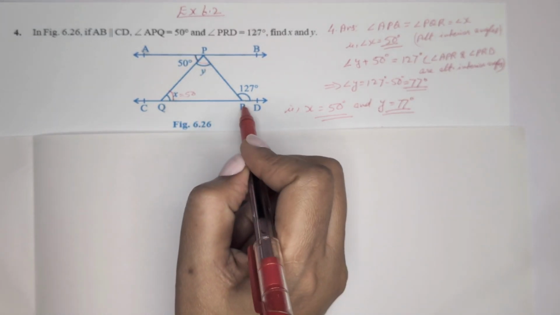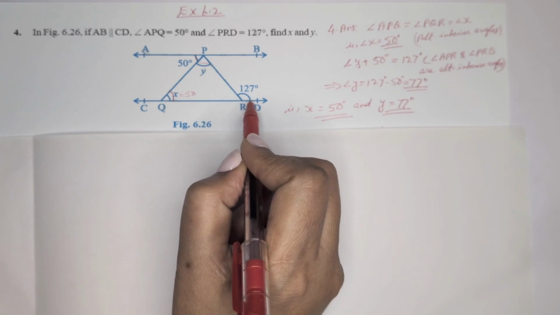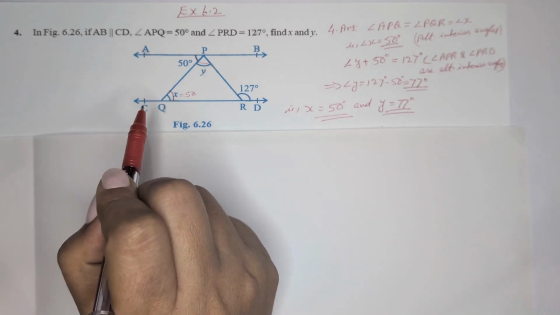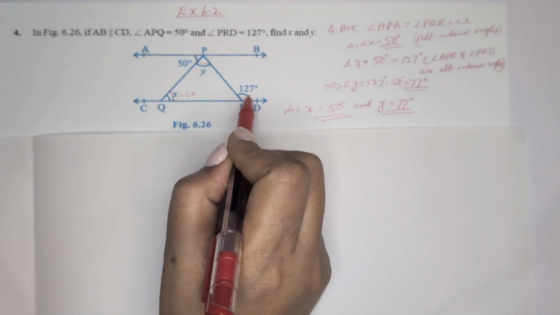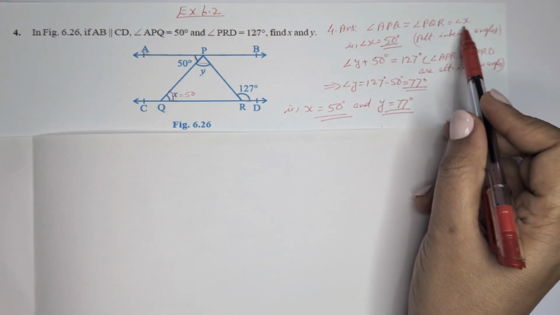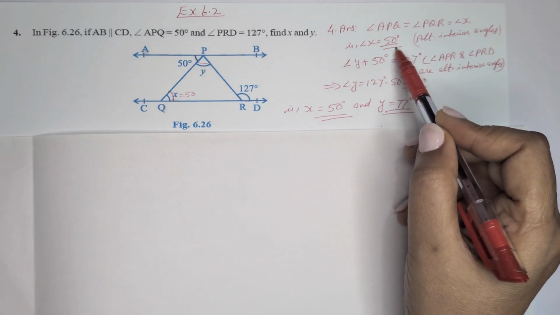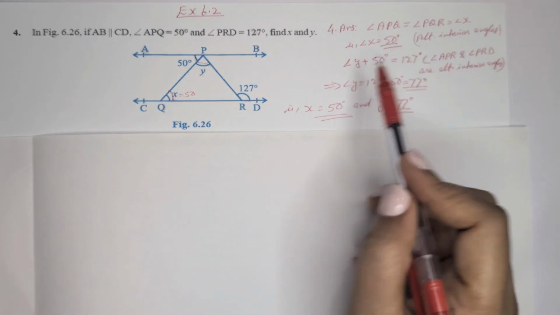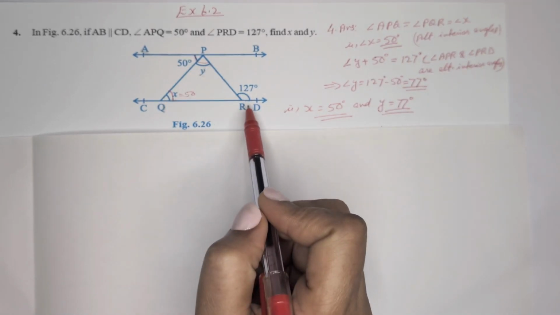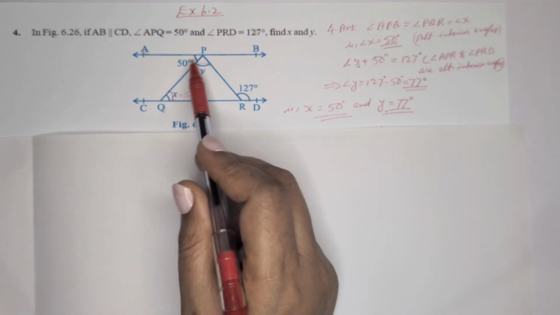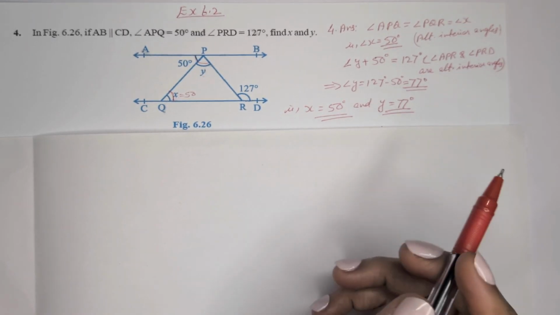If PR is the transversal, then this 127 degrees is equal to this angle, which means 50 plus Y is equal to 127 degrees. That means Y is equal to 127 degrees minus 50, 77 degrees. So we can write these two angles are equal to H, which is equal to 50 degrees, alternate interior angles. Same way, 50 plus Y is equal to 127. Angle APR is equal to angle PRD, alternate interior angles, and angle X is equal to 50 degrees, angle Y is equal to 77 degrees, what we are getting here.